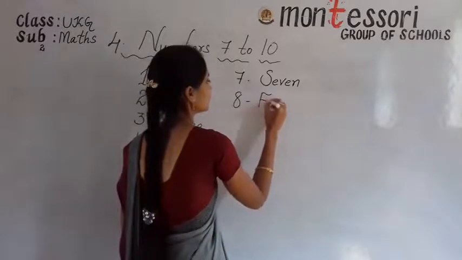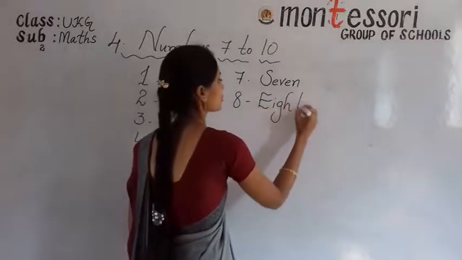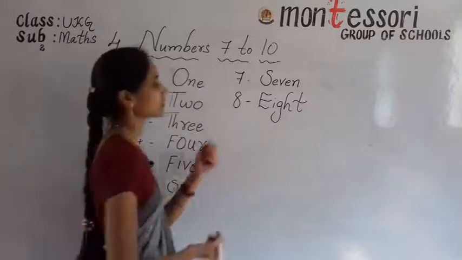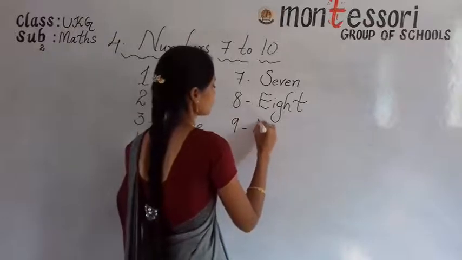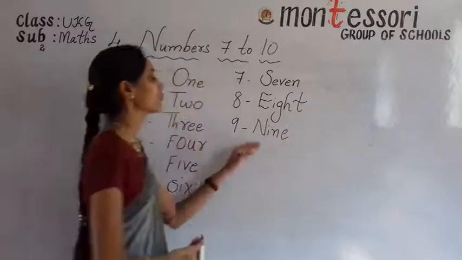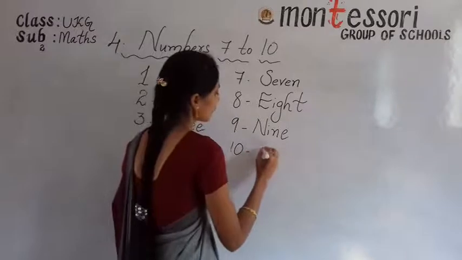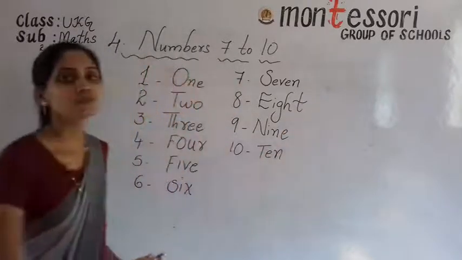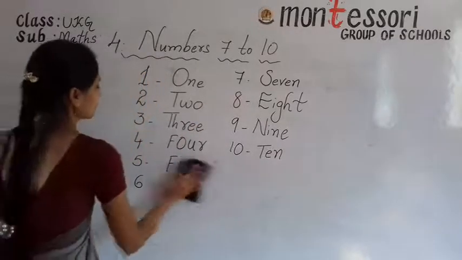E-I-G-H-T, 8. After 8, the next number is 9. N-I-N-E, 9. After 9, the next number is 10. T-E-N, 10.